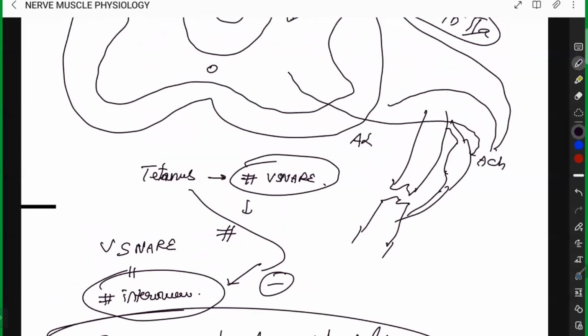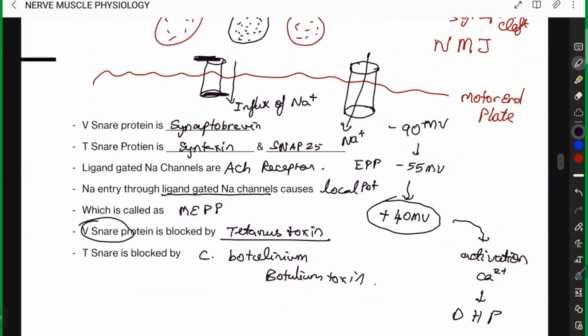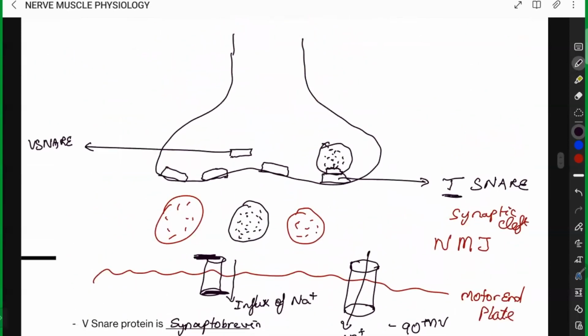Whereas your botulinum toxin is going to be blocking your T snare. This T snare in the A alpha neuron, there is no acetylcholine release at all. Here acetylcholine release will happen, because only the V snare has the problem. V snare pushes it down. But the vesicles which are present nearby towards your T snare will cause release of your acetylcholine, isn't it? And the release of acetylcholine can occur.